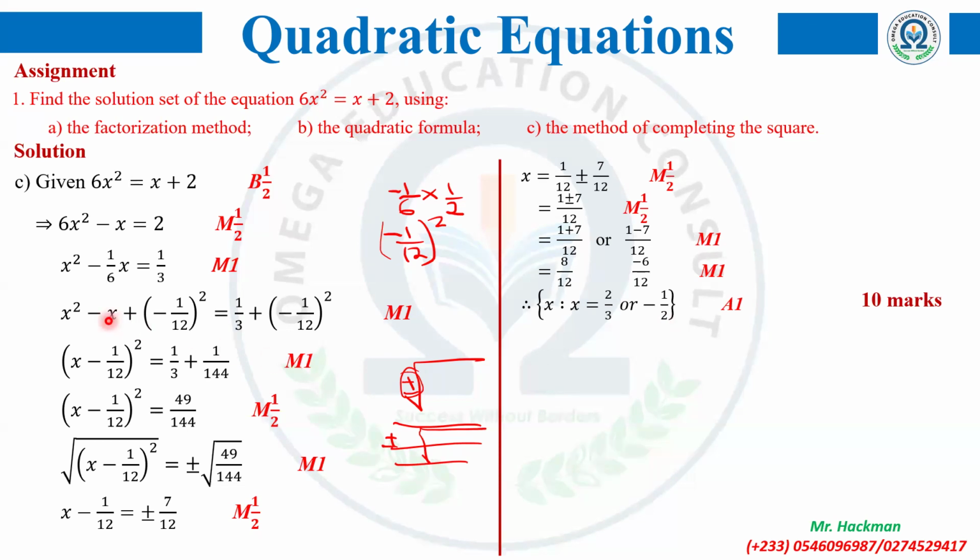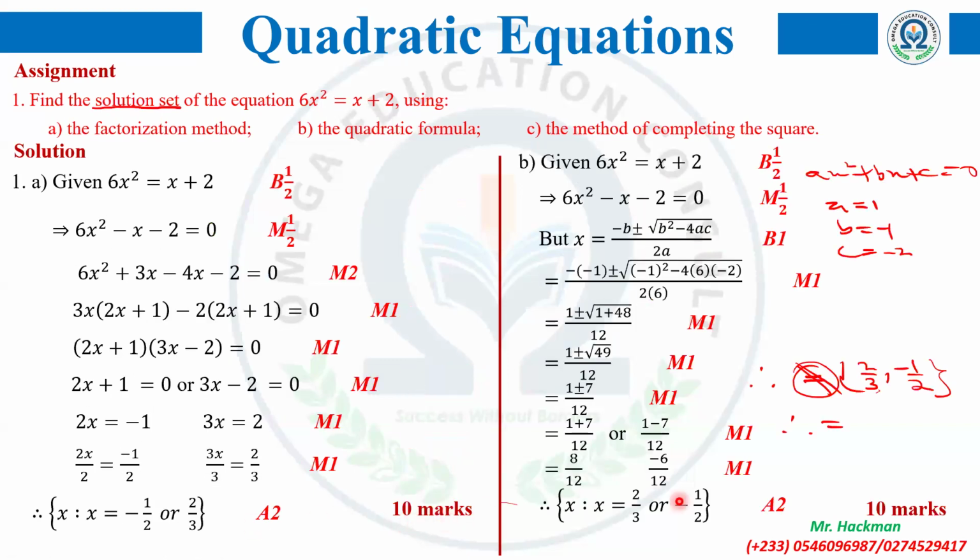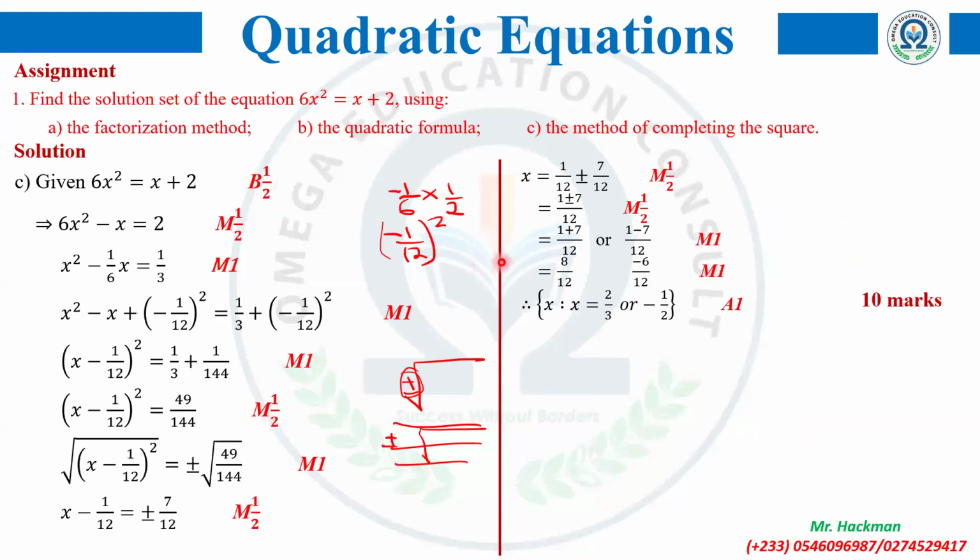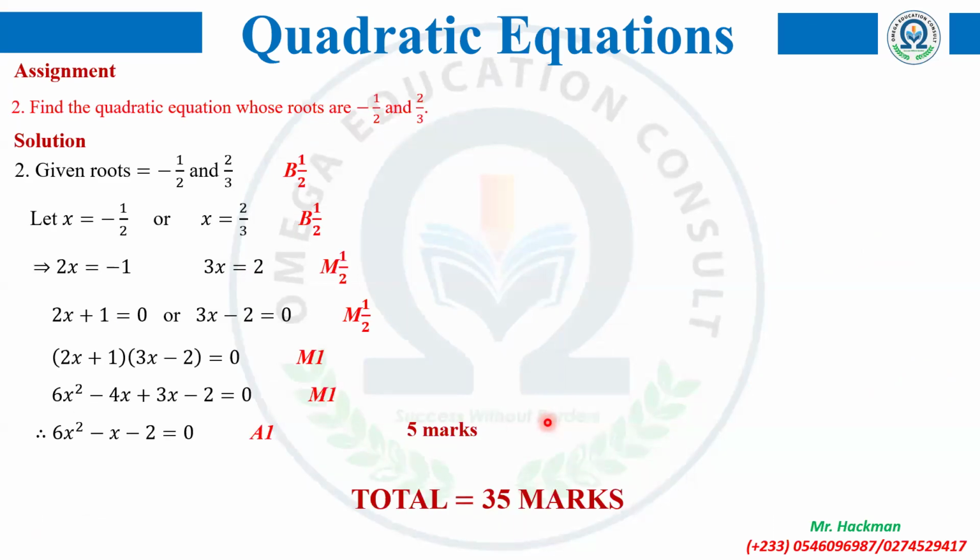You can see that question 1, A, 10 marks, B, 10 marks, C, also 10 marks. So far we have 30 marks for question 1. Now let's go and look at question 2. Question 2 is also a very easy question. So let's see, find a quadratic equation. So here we know that we are supposed to find a quadratic equation.